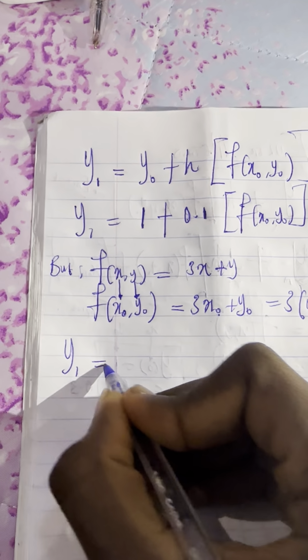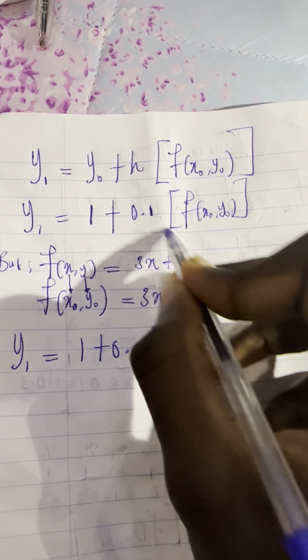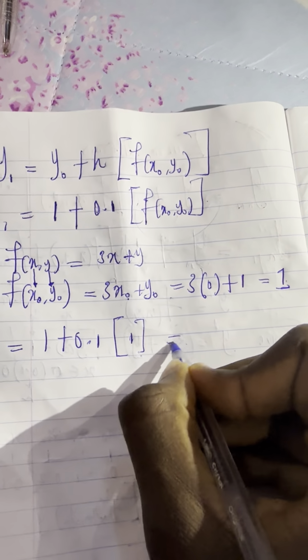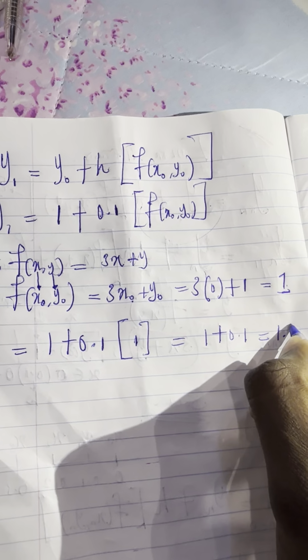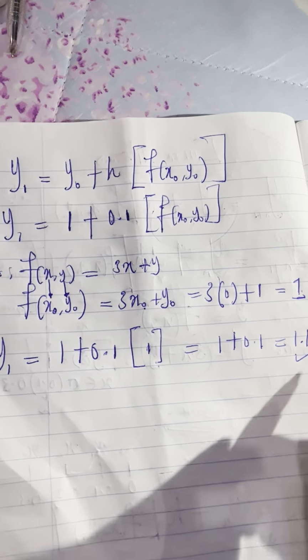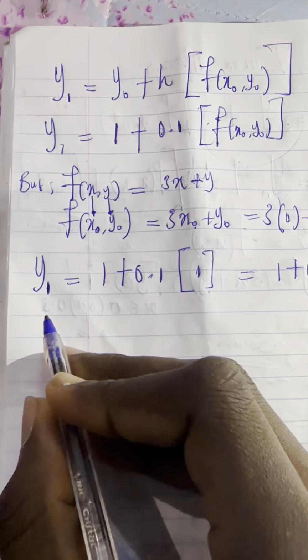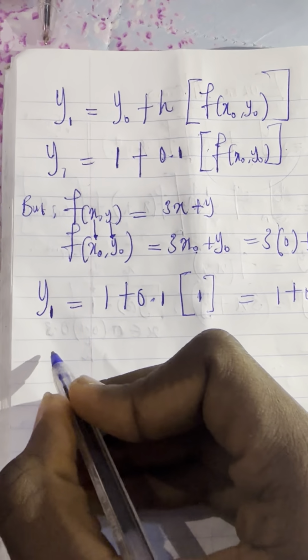My y1 is equal to 1 plus 0.1 times the whole of this, which is 1. My final answer is 1 plus 0.1, and that's equal to 1.1. That's just our y1. We need 3 more steps.